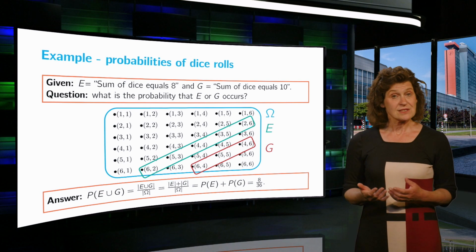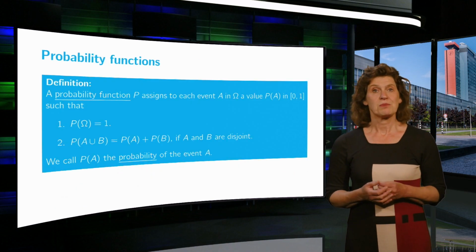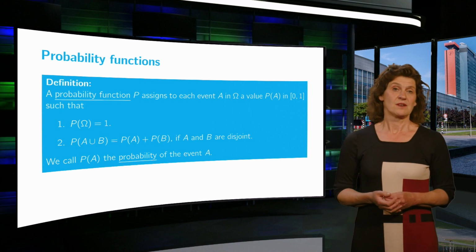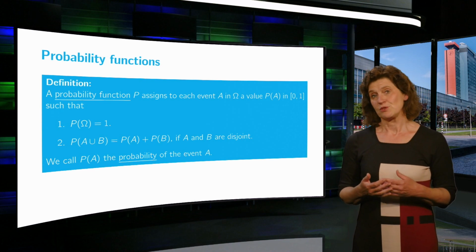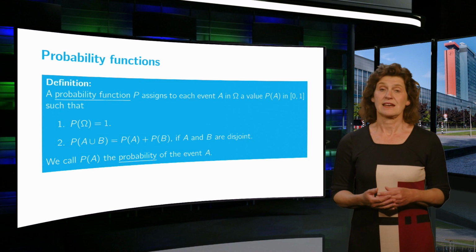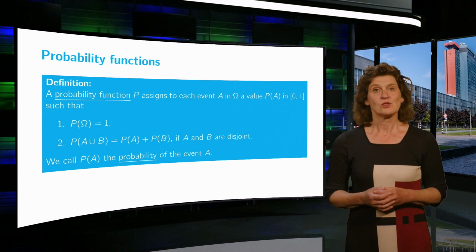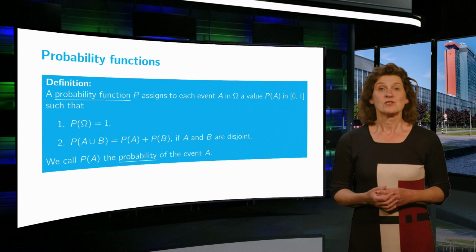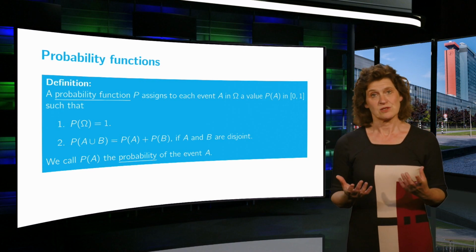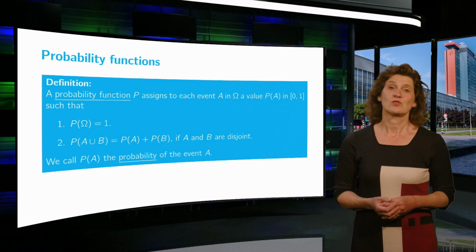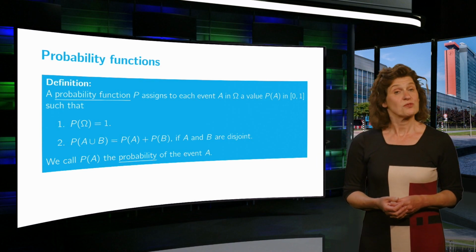To summarize, we can now define probability functions based on these 2 very intuitive properties. We say a probability function P is a function that assigns a value P of A between 0 and 1 to each event A, such that the probability of the sample space omega equals 1, and the probability of the union of 2 disjoint events equals the sum of their probabilities.